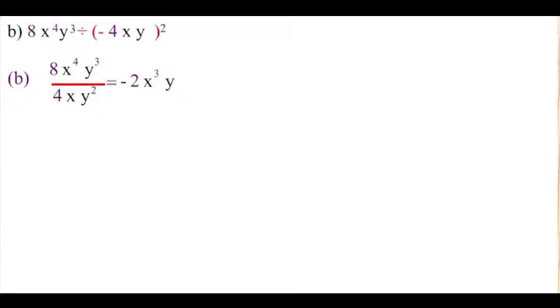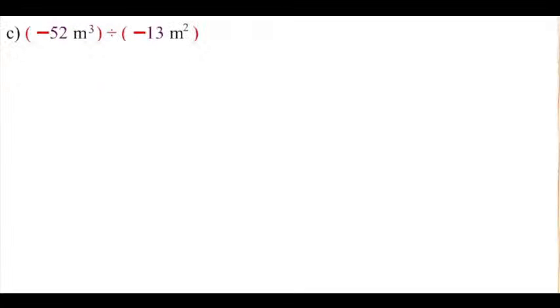The answer. 8x to the power 4 y to the power 3 over negative 4xy to the power 2 equals negative 2 x to the power 3 y. C. Negative 52 m to the power 3 divided by negative 13 m squared. The answer. Negative 52 m to the power 3 over negative 13 m to the power 2 equals 4m.